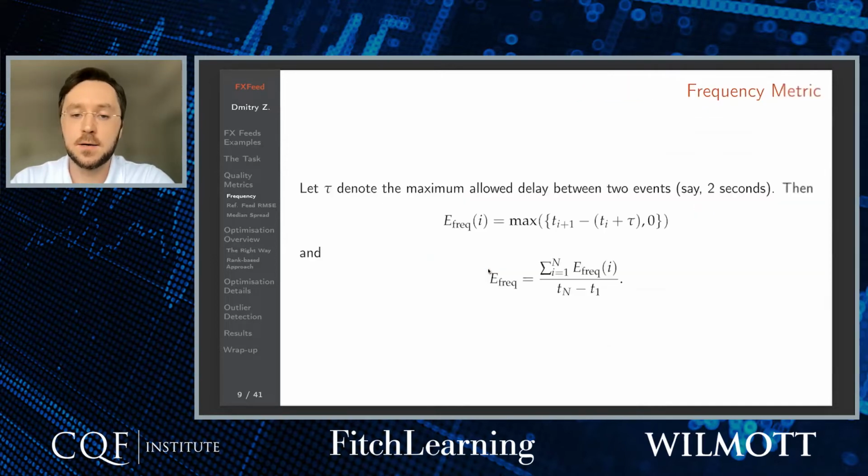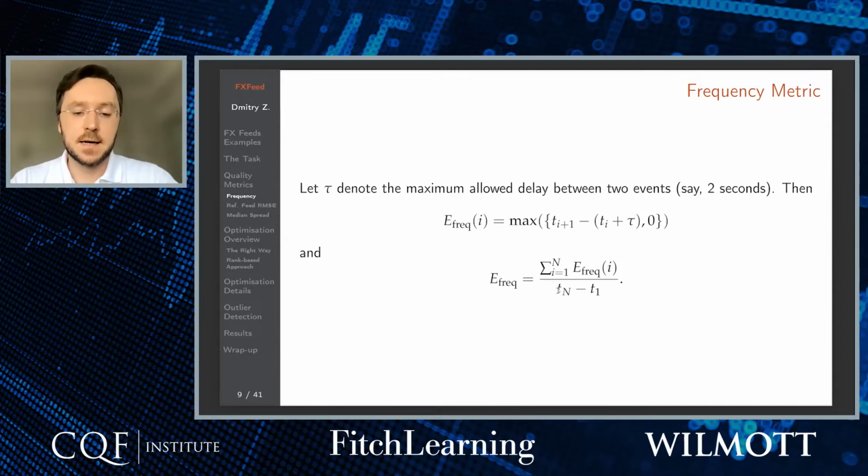So we formalize this intuition in the following metric. We fix a threshold called tau, which denotes the maximum allowed delay between two subsequent events. For instance, tau may take a value of, say, 2 seconds. If the difference between two events is greater than 2 seconds, then we record this difference. Otherwise, it's 0. And so the value of the metric is just the sum of the differences of the excessive silence periods, normalized by the total length of the time period.